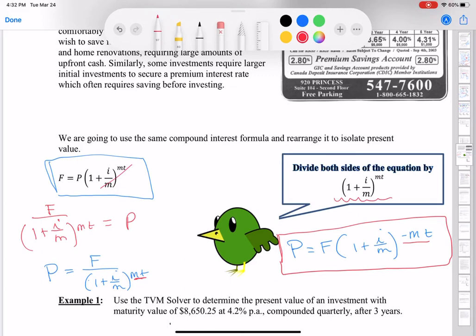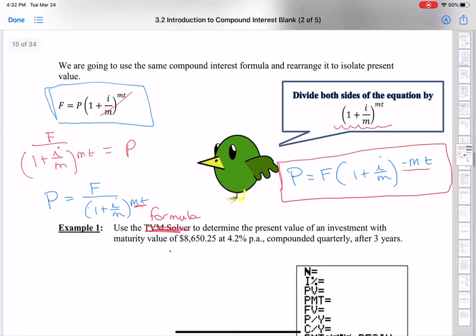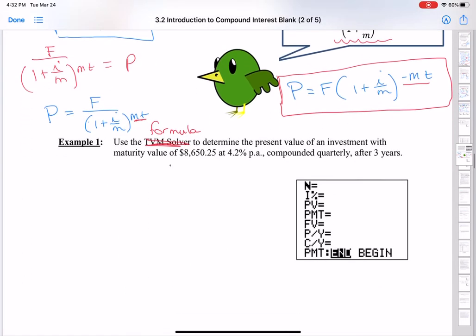And as I've said before, we won't be using any technology. We'll address technology in Math 53. And for now, we'll just focus on using the formula to solve for everything that we need. All right, let's look at our first example.